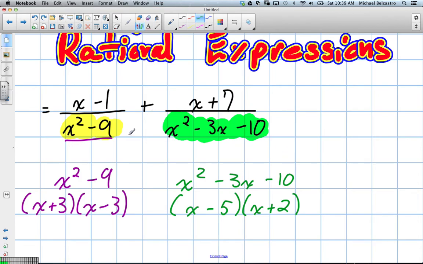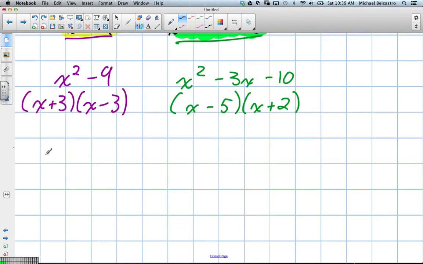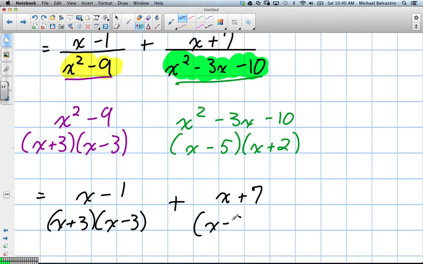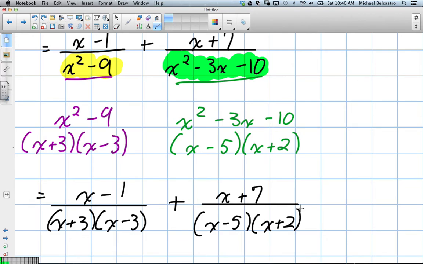Good. So what we can do now is replace both of our denominators with those values, so that now we're in that form. We originally had x minus 1 over x plus 3 times x minus 3, plus x plus 7 over x minus 5 times x plus 2. And we'll write in our division signs here. Now, because this is adding, we really just want to state restrictions right now.